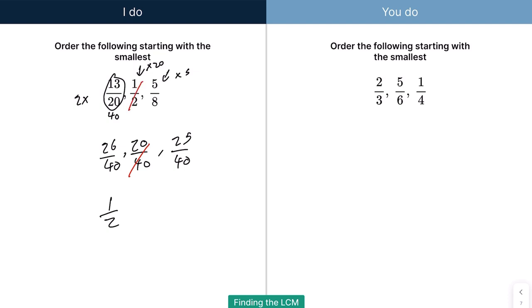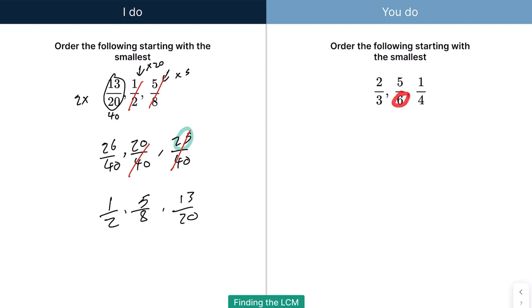The next smallest one is 25. So I can write that down here. So that's 25 is 5 over 8. I can cancel that out. That and that goes. And then finally, we're just left with that one there. So we can just put that there. 13 over 20. And again, hopefully you've pressed pause and had a go at this one.